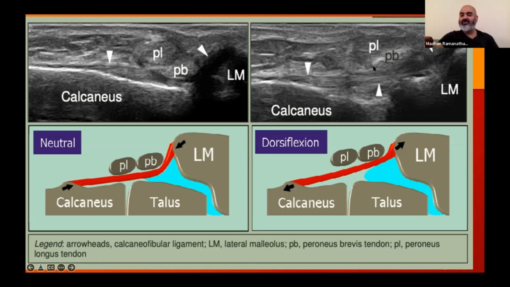But if you have a ligamentous injury, sometimes you could see what we call the peroneus brevis sinking sign. There is a dark void area, and the peroneus brevis tendon would sink into the joint space. In that case, you know that you're dealing with a lateral calcaneofibular ligament tear.